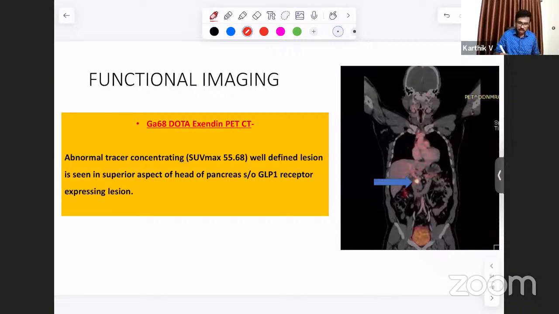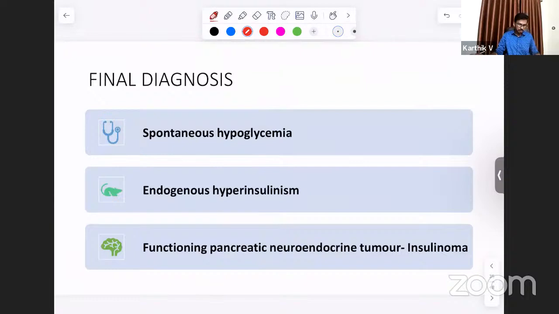Here in the exendin PET scan, you could identify the lesion. See, that lesion has lit up like a bulb. This is how a positive insulinoma lesion would show up in an exendin PET scan, with a very high uptake of 55 standardized uptake value, 55 SUV max. And this is suggestive of the abundant GLP-1 receptor, suggestive of insulinoma. So the final diagnosis in our patient: spontaneous hypoglycemia with endogenous hyperinsulinism caused by a functioning pancreatic neuroendocrine tumor, insulinoma, as confirmed by the exendin PET scan.